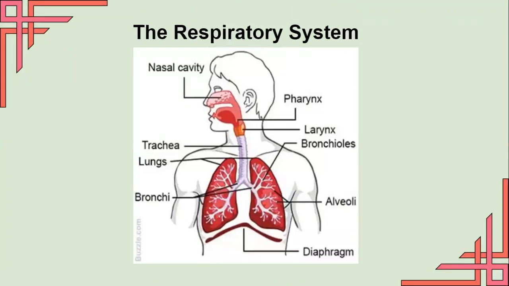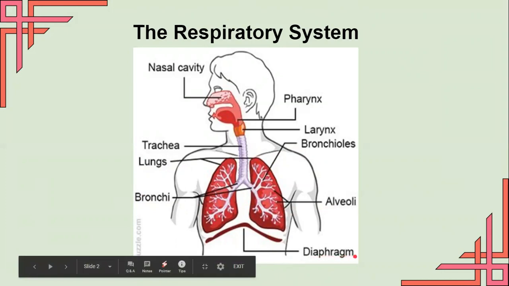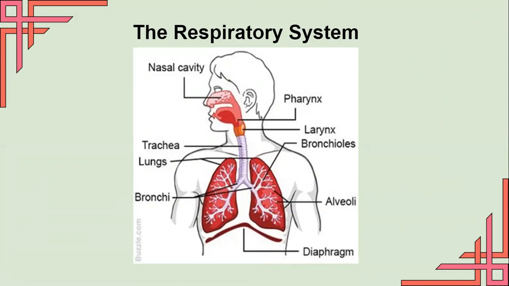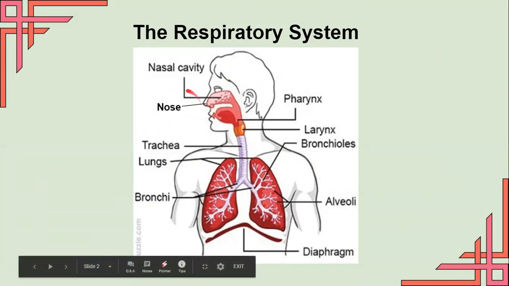Look, what can you see in the picture? Yes, you're right. The respiratory system. We have nasal cavity, pharynx, larynx, trachea, bronchioles, lungs, bronchi, alveoli, and diaphragm. Okay, now let's learn its functions. Oh, wait, something is missing. Do you know what it is? Yes, you're right. It's the nose.